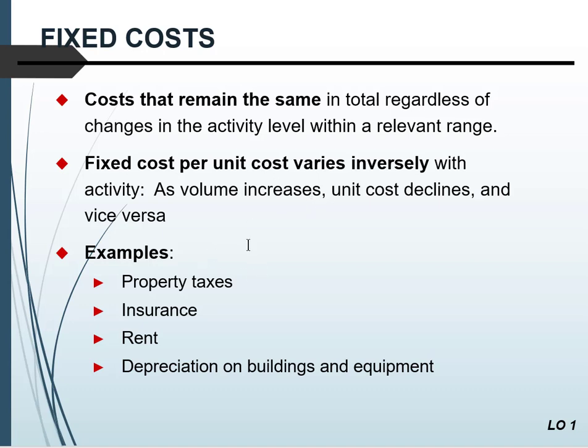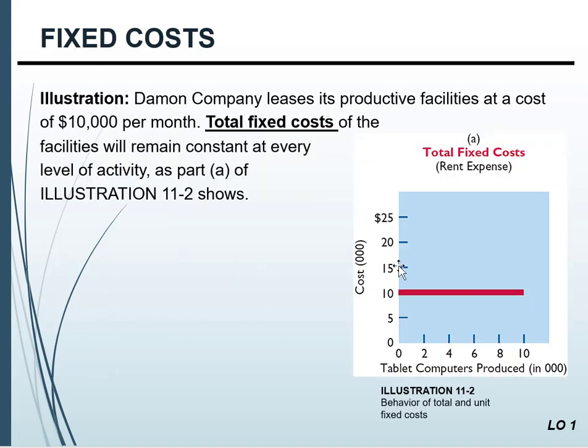So what examples? We have property taxes, insurance, rents, depreciation. There's lots of fixed costs. The salaries of our factory workers might be included in here, etc. So what does this show us? The total cost, regardless of units, is the same. Now, this is only true within this activity index.